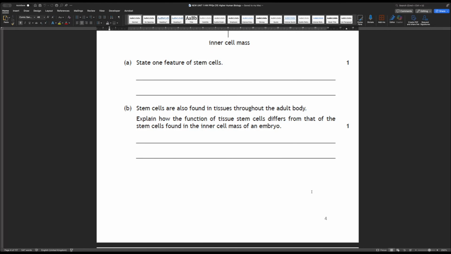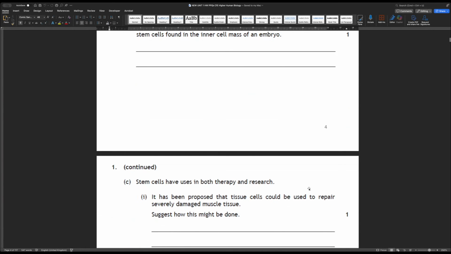Okay, so your answer has to be like a comparative answer like that, using words like therefore or whereas in the middle. And you're essentially just giving your definition for tissue, then whereas, and then your definition for embryonic stem cells. Okay, and that's how you answer that type of question.